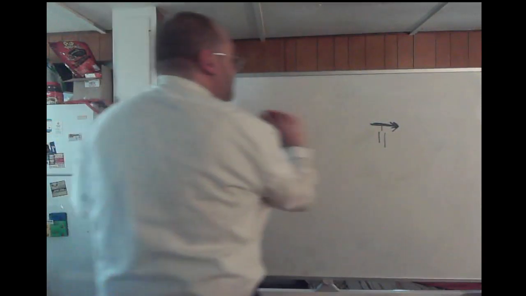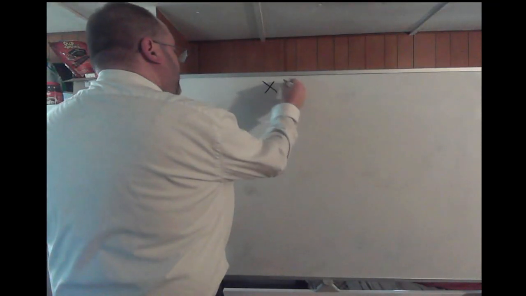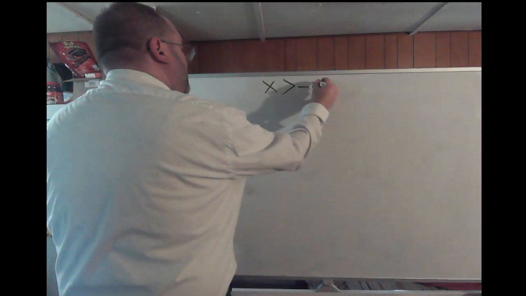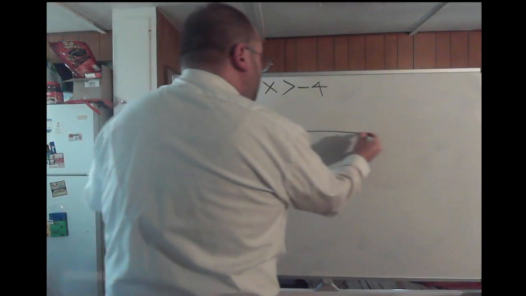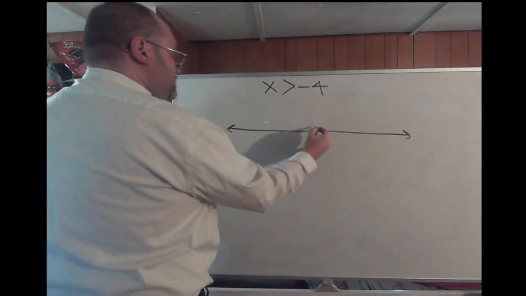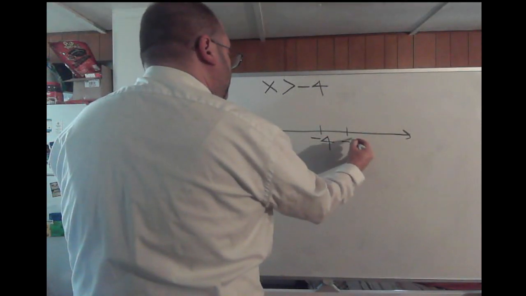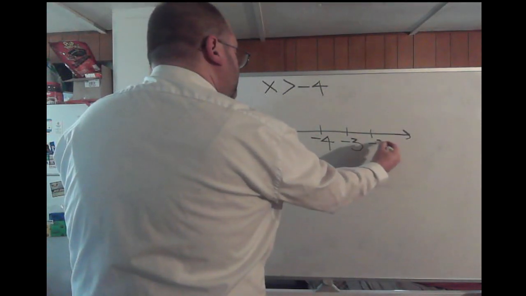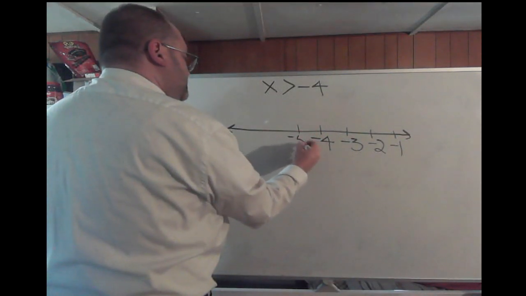Alright, I got 4 more. We have x is greater than negative 4. Alright, so we got x is greater than negative 4. Let's put negative 4 right here, negative 3, negative 2, negative 1. Alright, so let's go to the left.